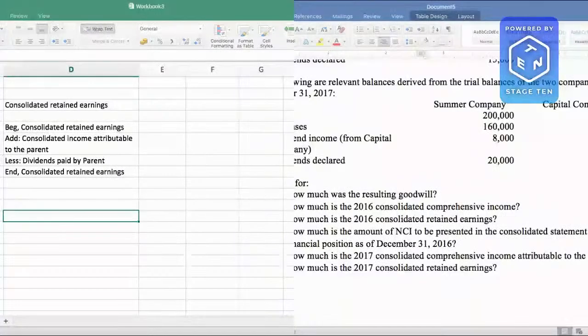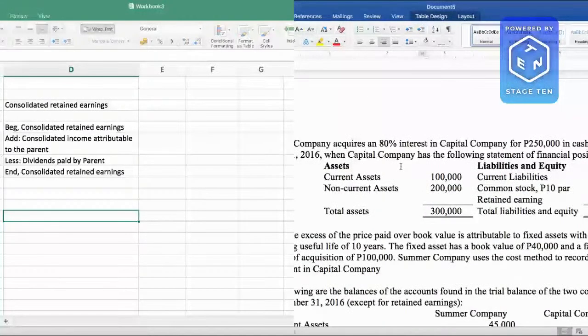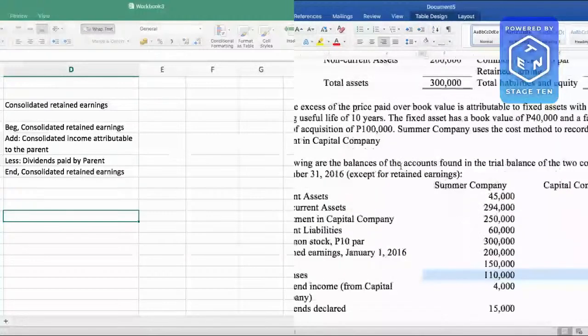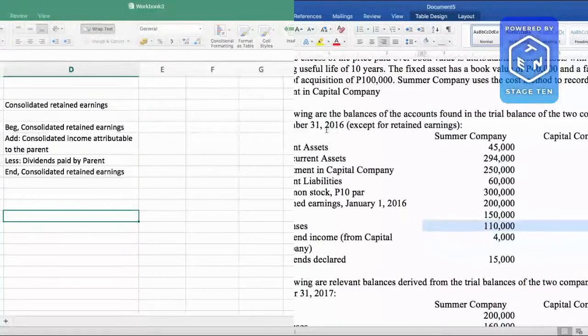So the first thing we need would be the beginning consolidated retained earnings. Since this is the first year, we can rely on the retained earnings of the parent at the date of acquisition to serve as the beginning consolidated retained earnings. So let's check the problem if we're given with that information. The following are the balances. Here. This is from the December 31, 2016.